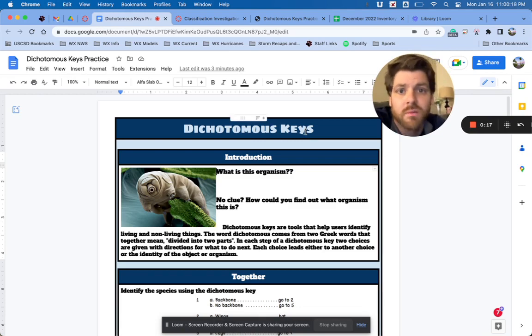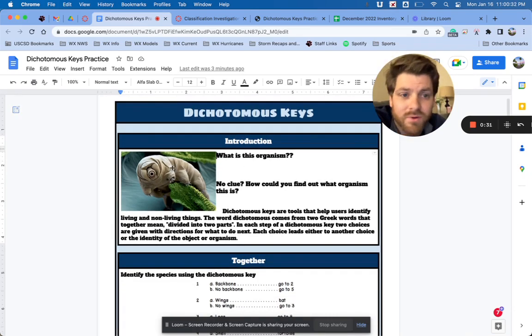Well, first of all, let's talk about why we would even use this thing called a dichotomous key. It is really to help us identify organisms that we don't know what they are. Okay, so let's take a look here. If we were going to look at this thing, and we had no idea what it is, we were going to ask, what is this organism? We could use the dichotomous key to find out.